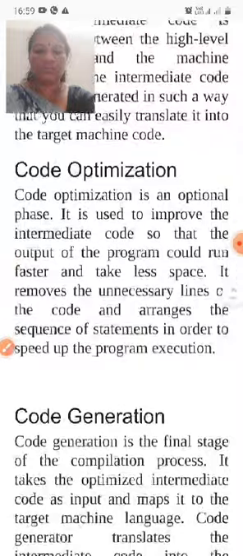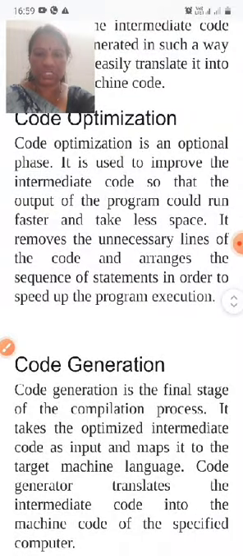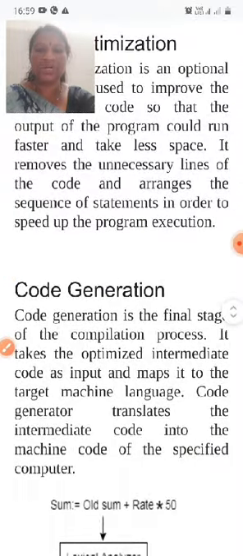The final phase is code generation. The code generation is the final stage of the compilation process. It takes the optimized intermediate code as input and maps it into the target machine code. The code generator translates the intermediate code into machine code for the specified computer.